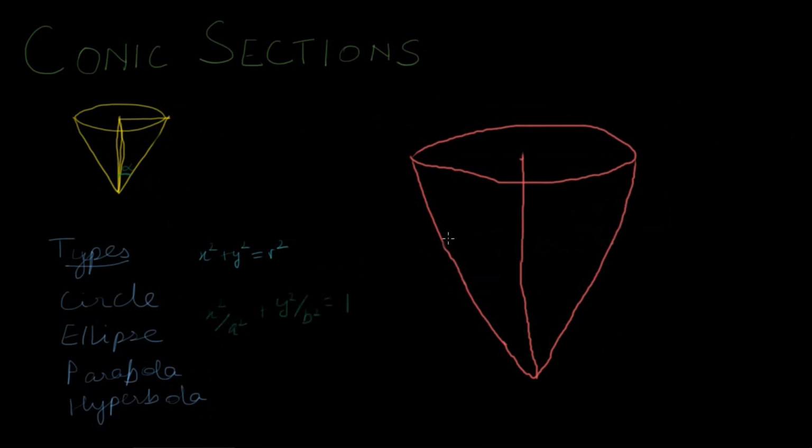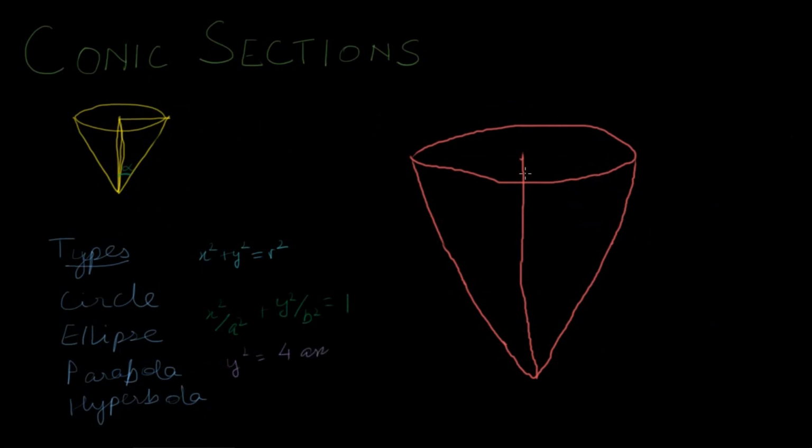Moving on, we have the parabola. The parabola is a very different kind of shape. We get a parabola if we cut the cone in such a way that our beta this time exactly equals alpha. When beta equals alpha, we get a shape that's like this. And one of the general equations of a parabola is given by y square equals 4ax.